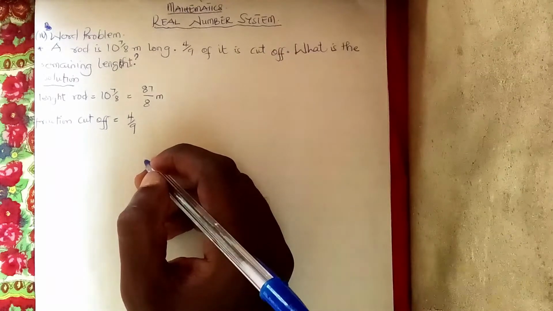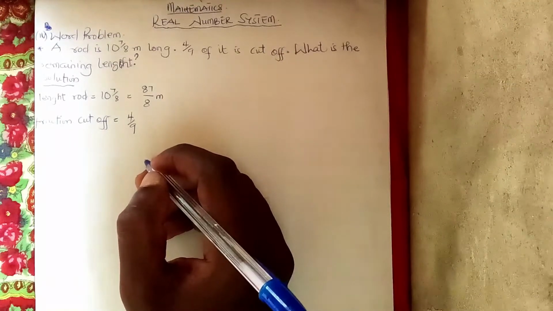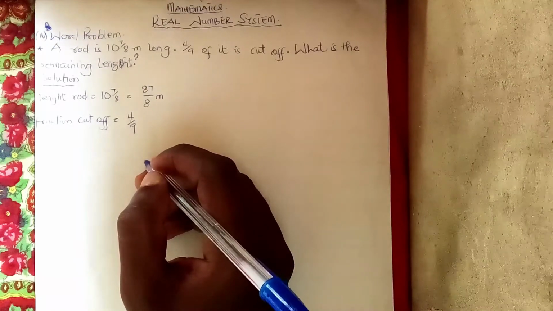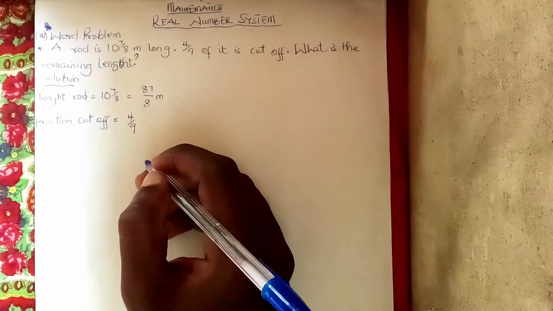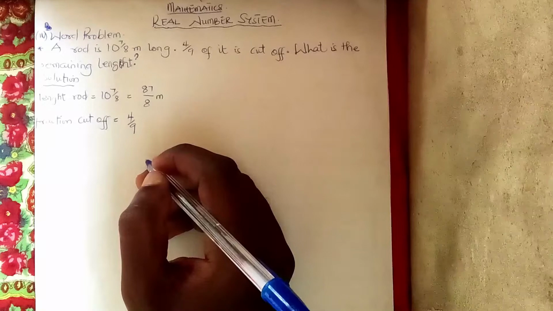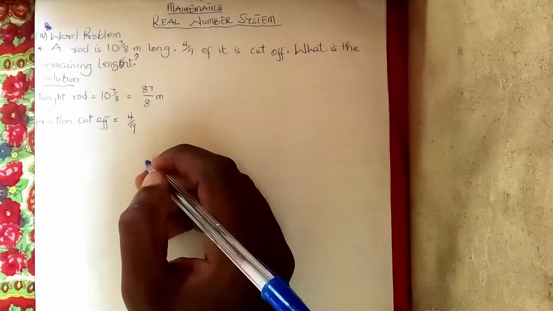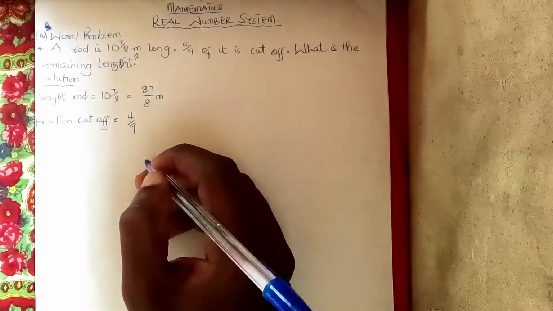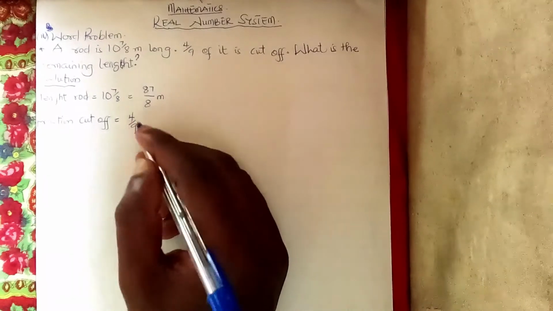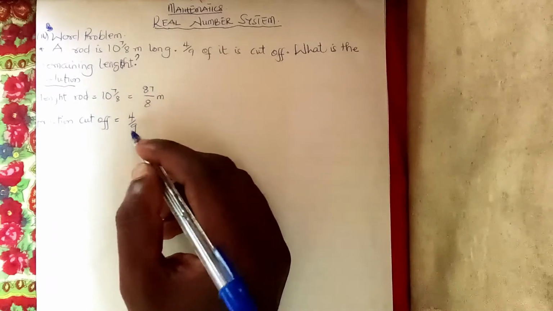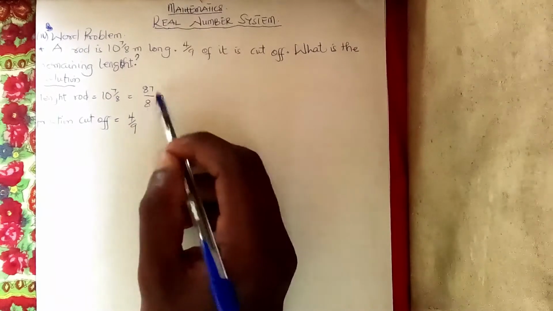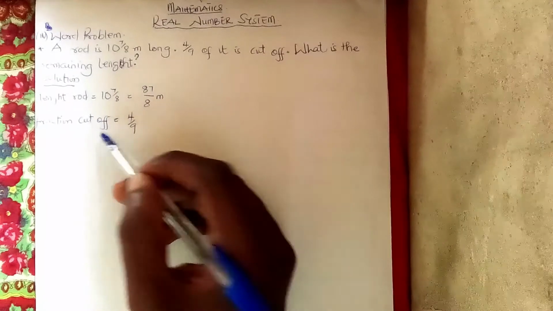Now for this, we know the fraction that was cast off, but not the length. So we actually have to find the length that was cast off before we can subtract it from the original length to get the remaining length. In finding the length that was cast off, we have to find 4/9 of the original length. So we multiply the fraction that was cast off by the original length to get the cast off length.